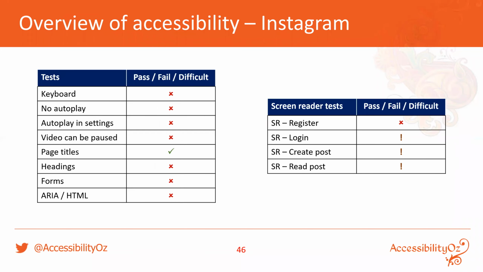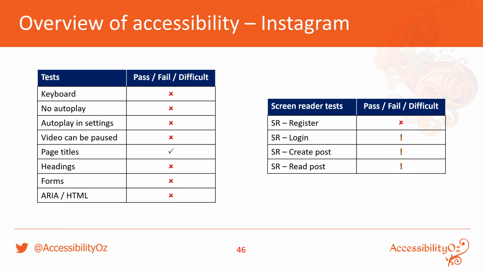Let's go into detailed Instagram results. So in Instagram, the only thing that passed was page titles. The page titles were things like Ellen on Instagram or Gian on Instagram. Videos autoplay on Instagram, and you also can't actually upload a photo to Instagram on desktop, which is interesting.